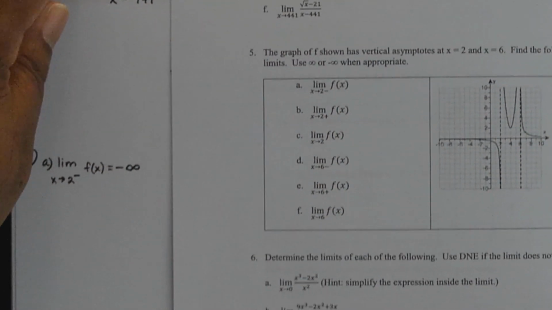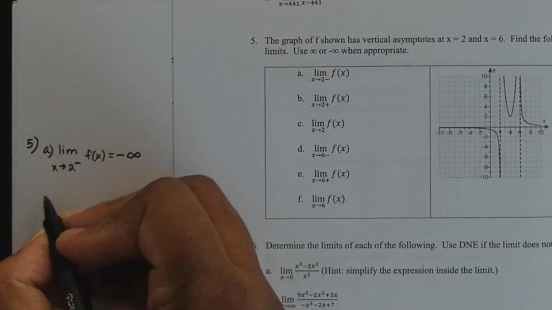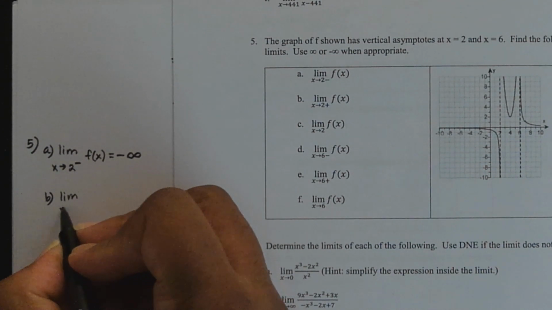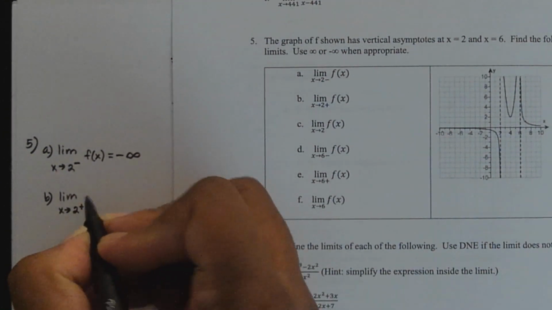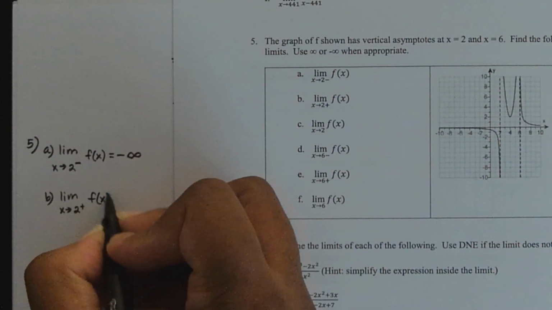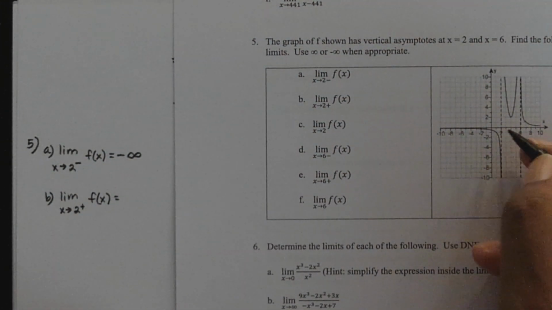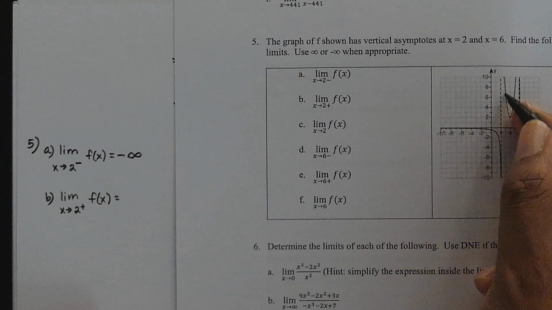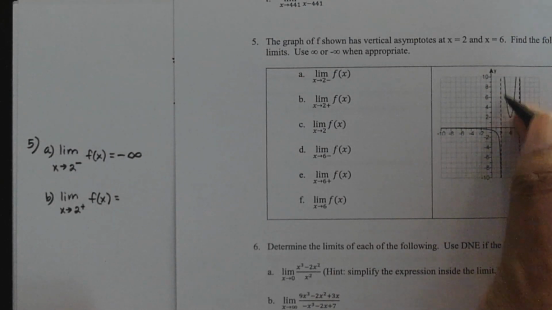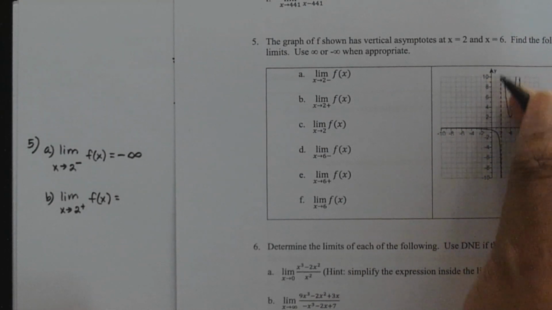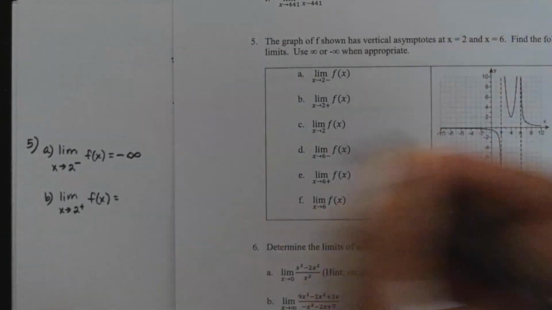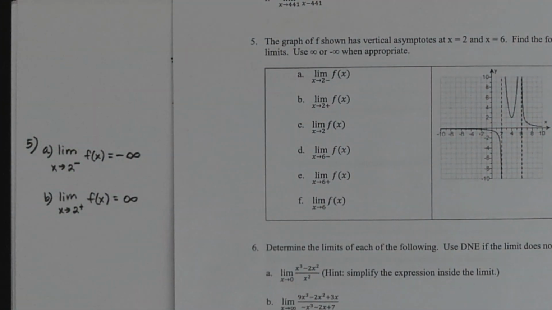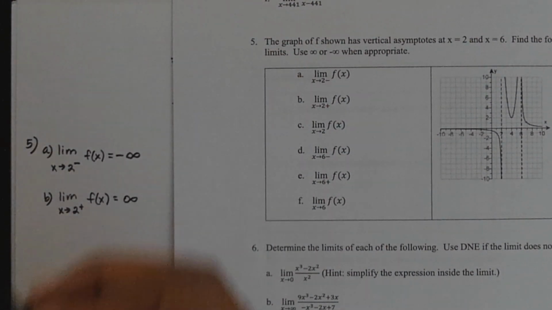All right, now part B is the limit as x approaches 2 from the right of that function f of x. So here's 2 right here. As we come from the right of 2, these values of f of x will be shooting where? Positive infinity. Okay, so that right there is part B.